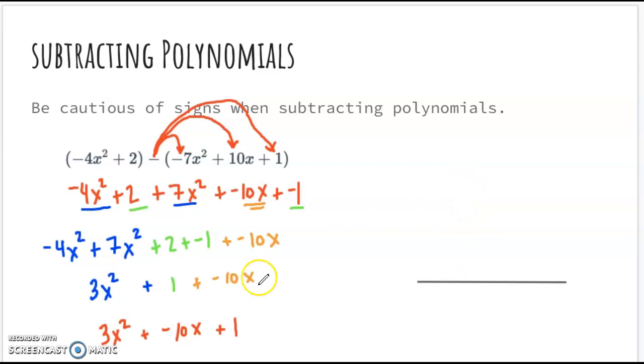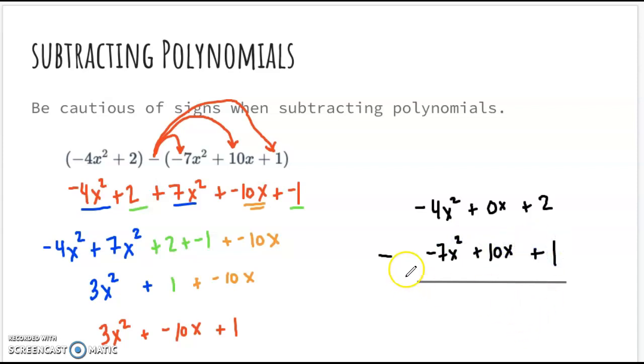All right, so let's write it out. We still need to line our polynomials up, and we want to make sure that we have our polynomials in standard form. So negative 4x squared plus 0x plus 2, right? I have to fill in that placeholder. And then I'm subtracting my negative 7x squared plus 10x plus 1. Okay, so I'm subtracting this whole thing.